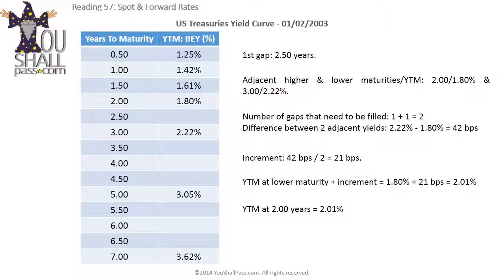The next gap we see is at 2.5 years, and the adjacent maturities at lower and higher maturity points are the 2 year maturity point, which has 1.8% YTM, and the 3 year maturity point, which has a 2.22% YTM. Again, there's one gap that needs to be filled, and we add 1 to it and we get 2. The difference between the two adjacent yields is 42 basis points, so our increment is 21 basis points. We start off with the lower maturity, 1.8% plus 21 basis points, which gives us 2.01%, which then becomes our interpolated YTM for the 2.5 year maturity point.